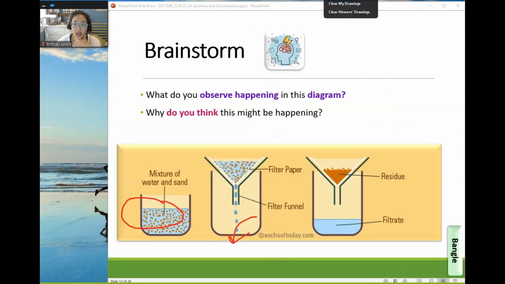Okay, so let's go ahead and take a look at this brainstorm. What do you observe happening in this diagram and why do you think that might be happening? Go ahead and pause the video, continue playing when you're ready with an answer to both of those questions.